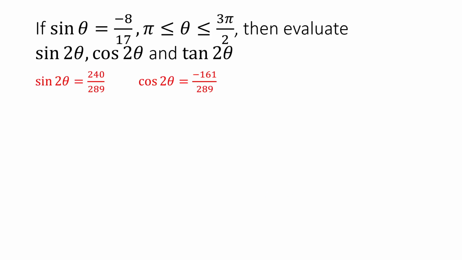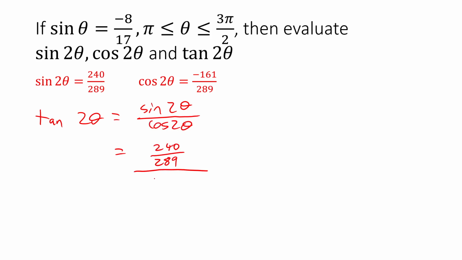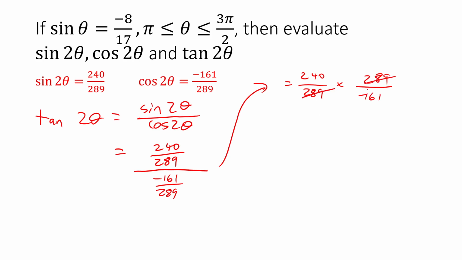Now, to find the value for tan of 2 theta, it's helpful to know the values for sine of 2 theta and cos of 2 theta. Tan 2 theta is simply sine 2 theta over cos 2 theta. So we're doing 240 over 289 divided by negative 161 over 289. So what we can do now is invert and multiply. We can cross out these 289, so we have 240 over negative 161, and we express that as negative 240 over 161.